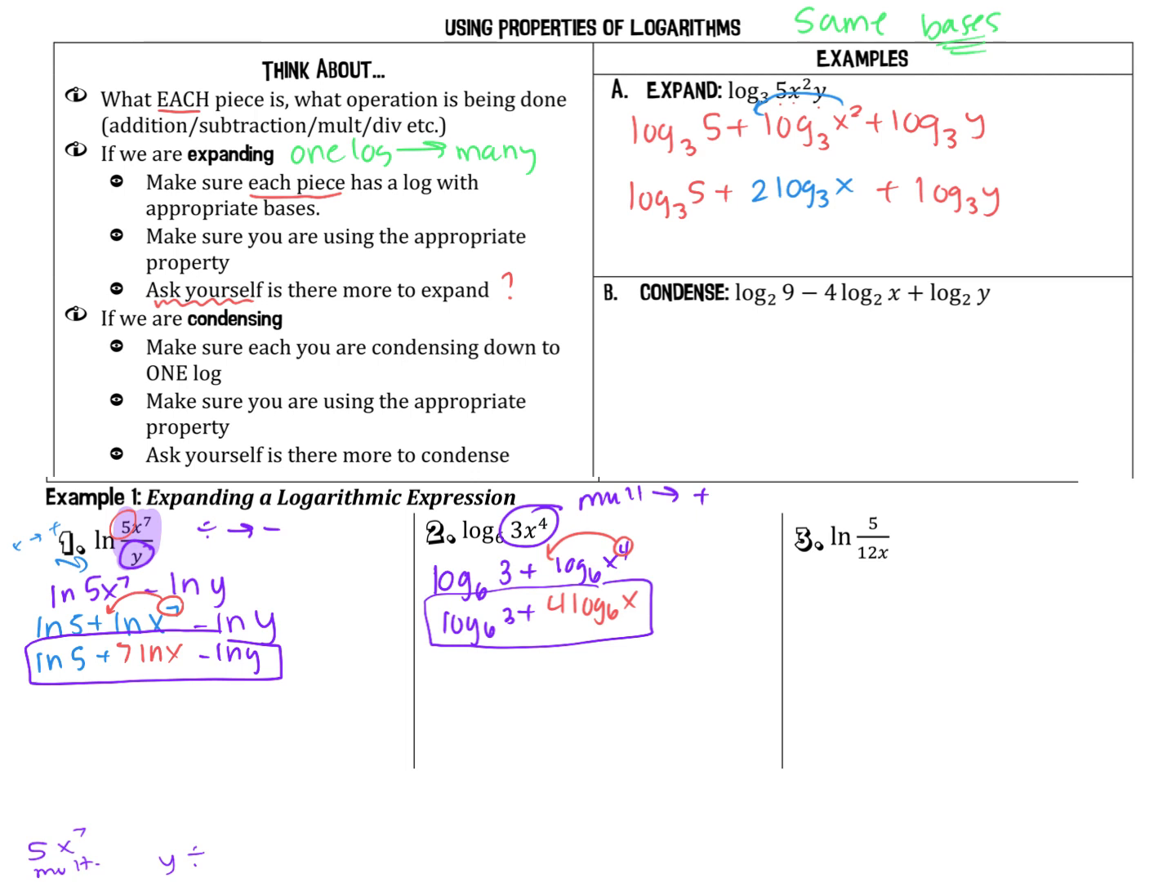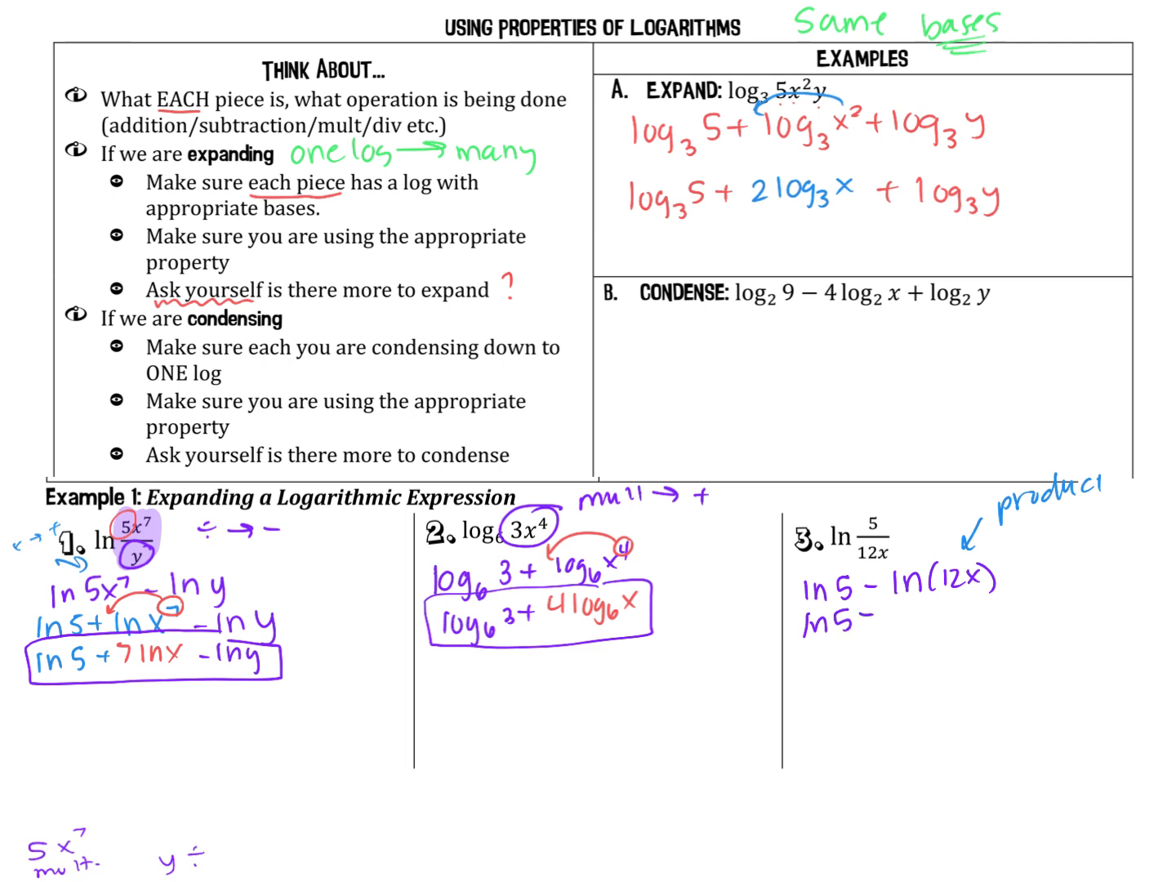For number 3, I'm going to deal with the division first. Natural log of 5 minus natural log of 12x. What I want you to see is that I'm actually putting parentheses around that 12x because that's a multi-part term. Now, it doesn't mean anything different if there's not parentheses here, but what I want you to see is that there is a product happening here. That product can be split into 2 separate pieces.